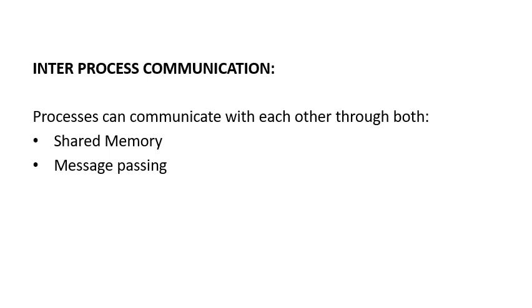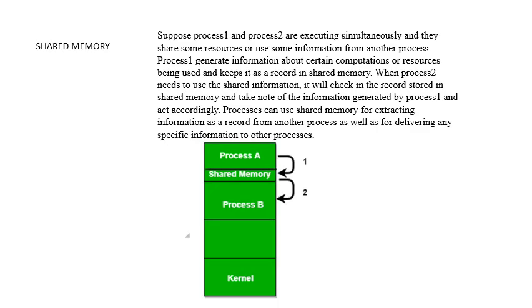I want to explain this in depth with the help of this example. Here there is a process A and a process B. Both are using the same memory, which is called shared memory. You can see these lines: both process A and process B are referring to the same memory, which is called shared memory.